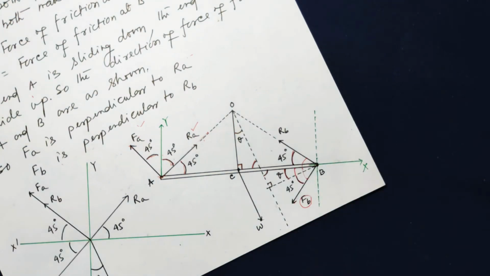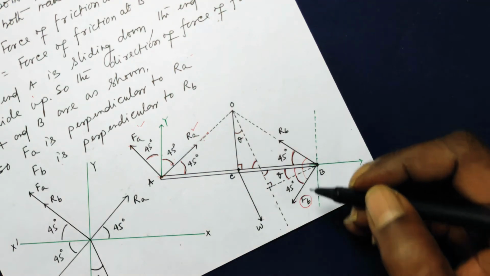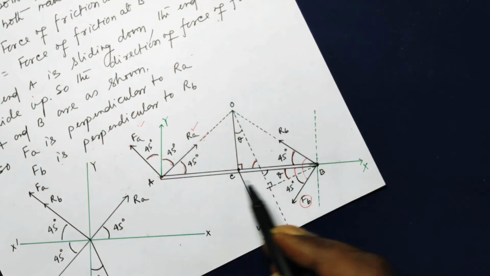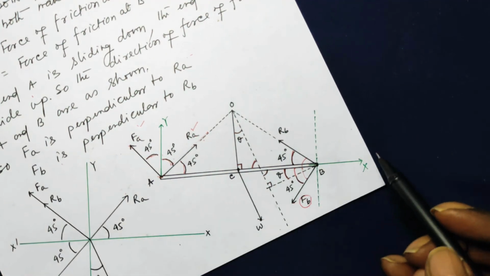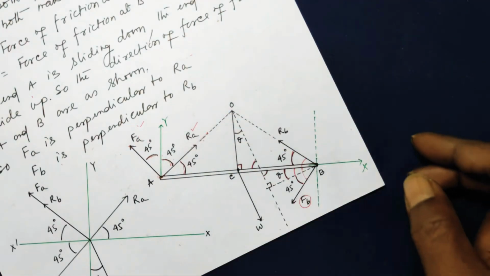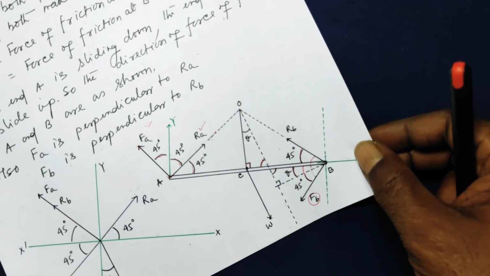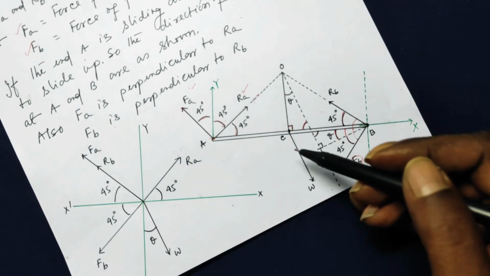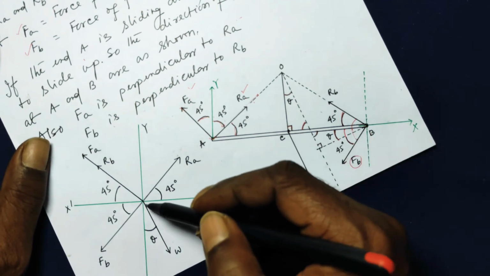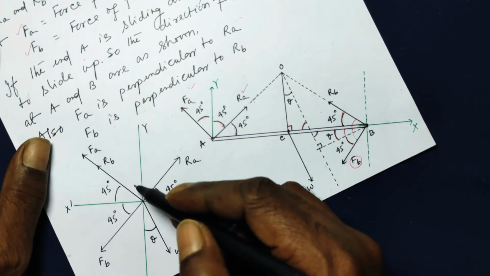Now let us consider x-axis along the prismatic bar and y-axis perpendicular to it. I have translated all the forces to point C. Look, from point C, W is acting vertically downward.